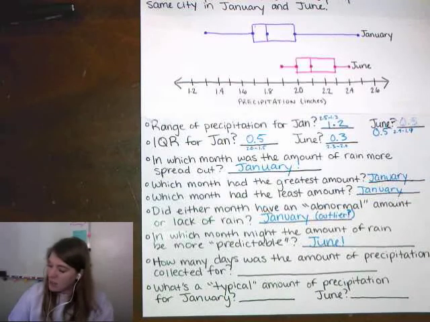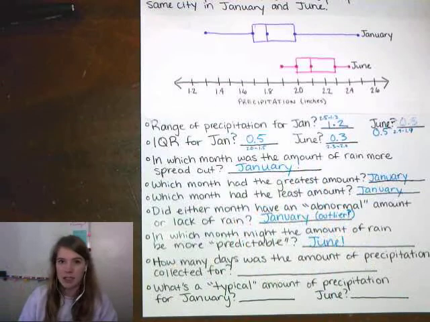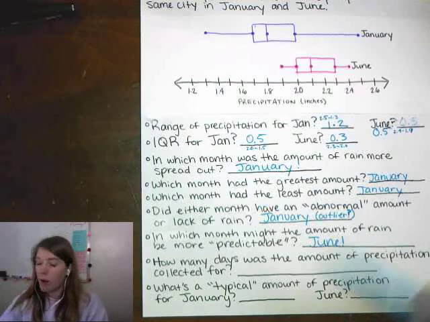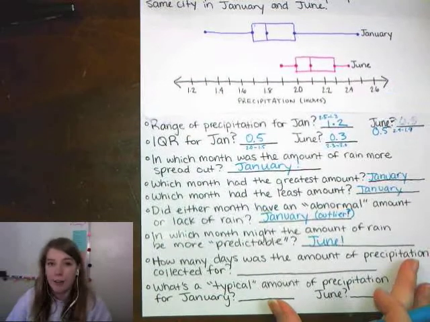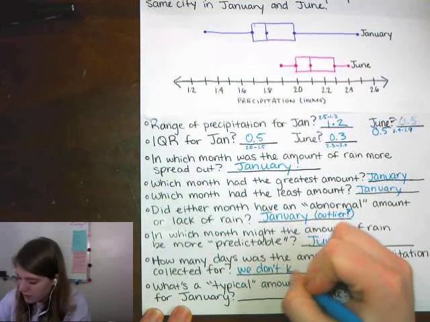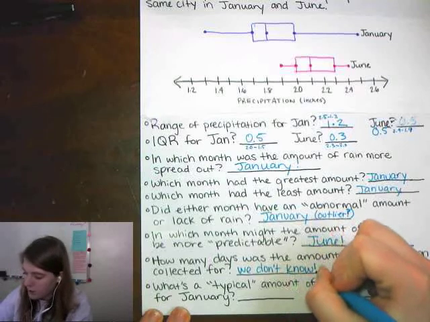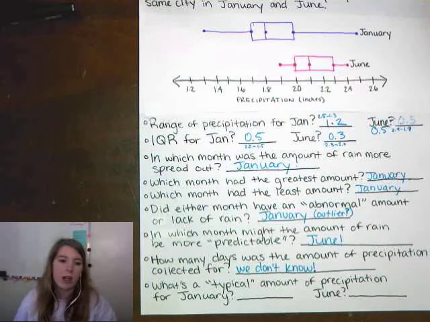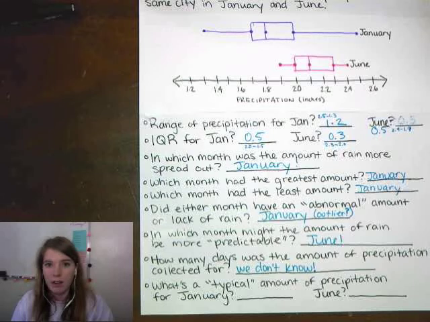How many days was the amount of precipitation collected for? So meaning like in this data set, how many days did I have an amount of precipitation for to where I found these 5 values from? From this box plot, we don't know. So that's one of the biggest differences, like I said, from a box plot to a dot plot. A dot plot or a line plot is going to show you every single value in a data set, and a box plot is not. It's just going to show you those 5.